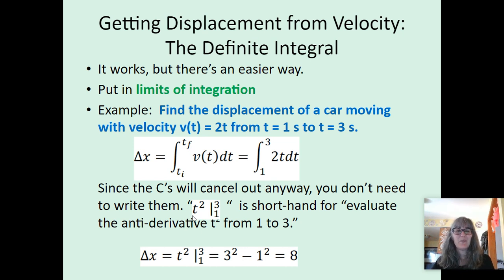Yay! So a shorthand way of writing this is once we figure out what the integral of 2t dt is, which we know is t squared, don't have to worry about the c, we can draw a line with a 3 and a 1. And what that means is evaluate the antiderivative t squared from 1 to 3 seconds. So we're doing exactly the same thing, except we can just ignore c. So t squared from 1 to 3, we take 3 squared minus 1 squared, and that's going to give us 8. So it's just a shortcut, shorthand way to write that.